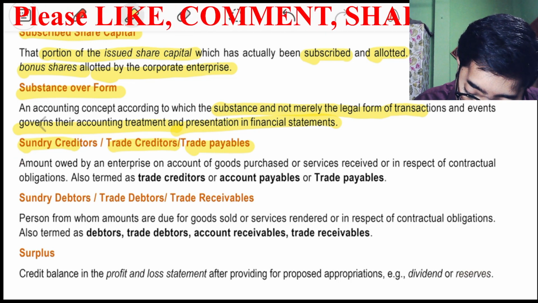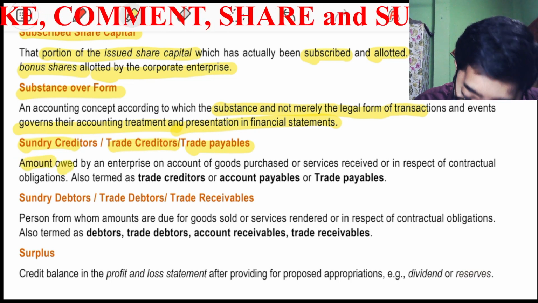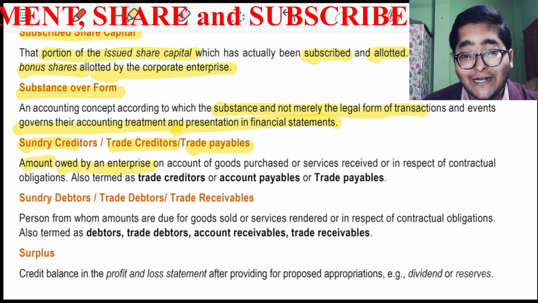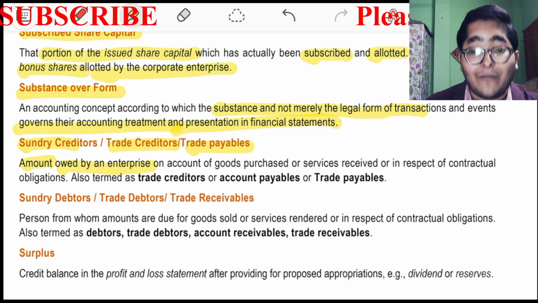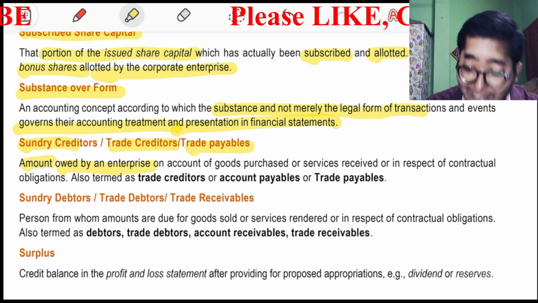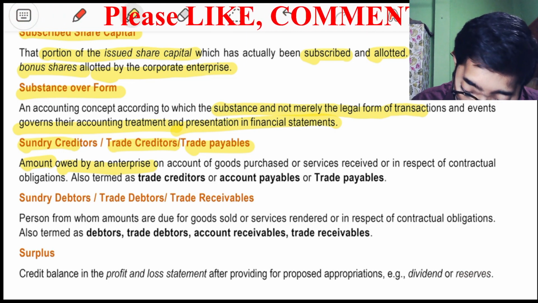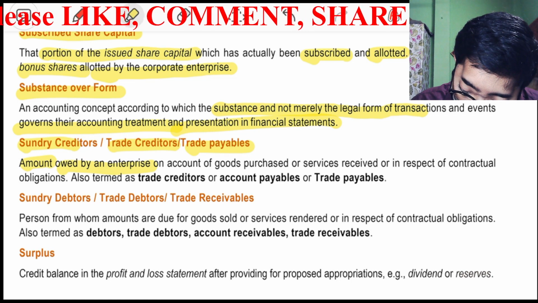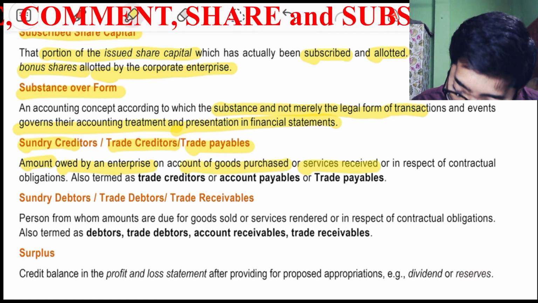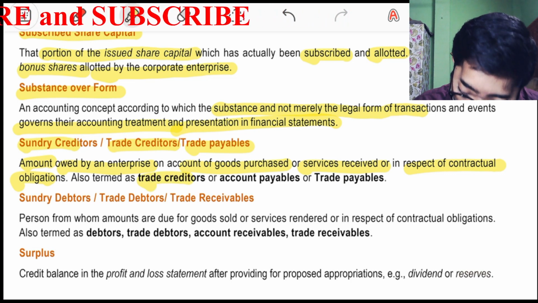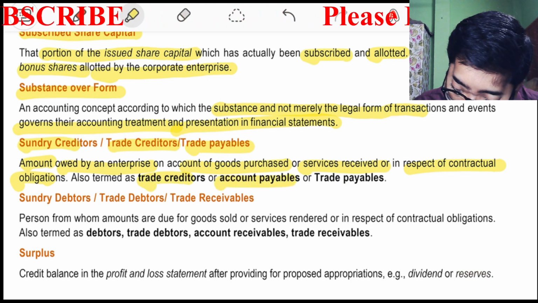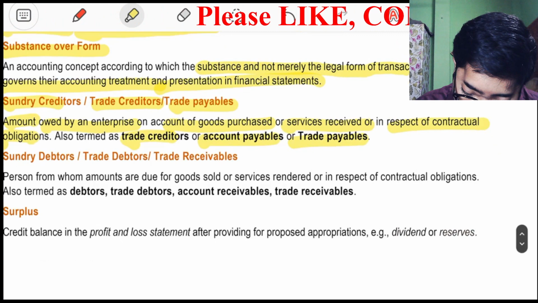Sundry creditors, trade creditors, trade payables, these are all similar terms. Is the amount owed by an enterprise. Sundry creditor is liable to pay. Is the amount owed by an enterprise for goods purchased, services received or contractual obligation. Also termed as trade creditors, accounts payable or trade payable.